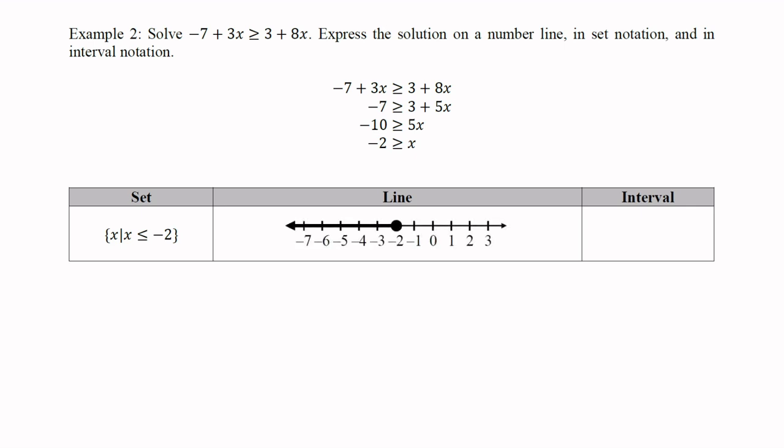On a number line, we are going to use a closed dot at -2 and shade to the left. And in interval notation, we'll indicate -infinity to -2, where we use a bracket to include the -2.